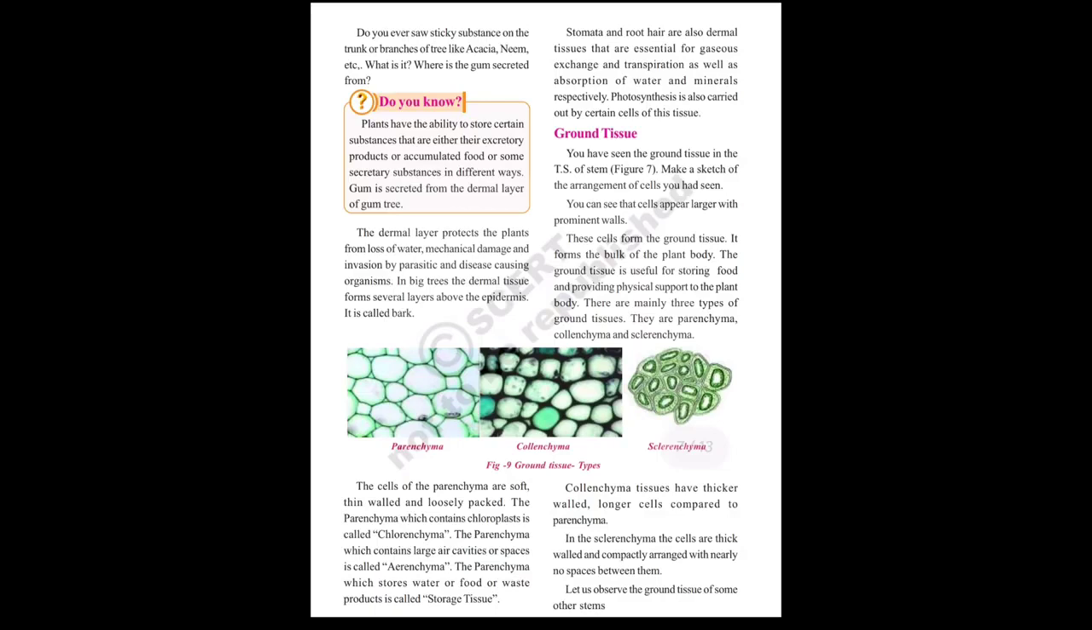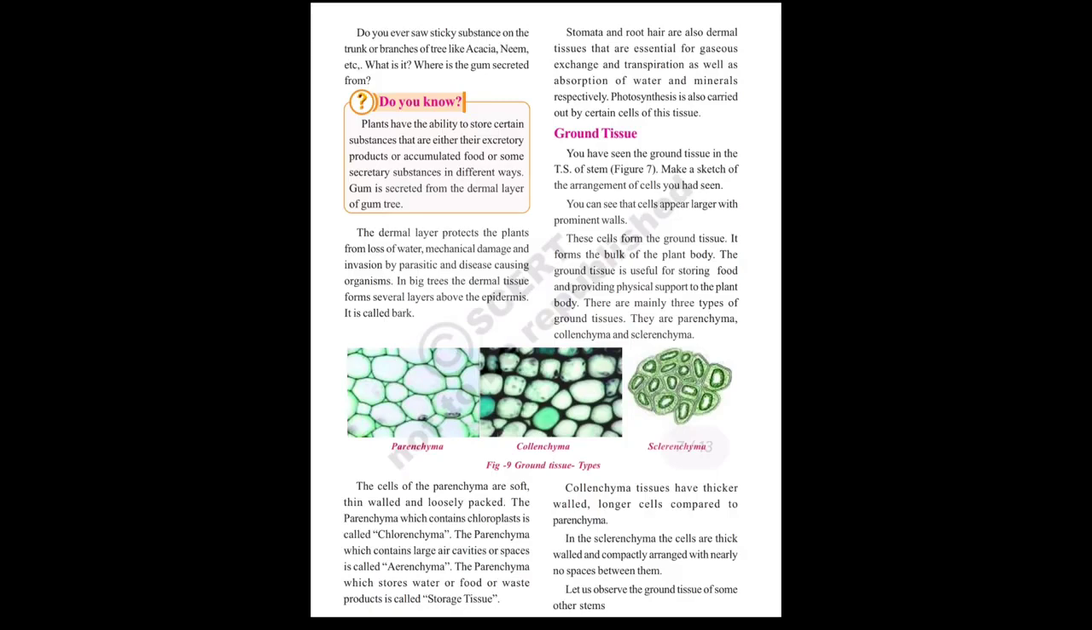Yes or no? They are useful in the storage of food and also provide some kind of physical support to the plant body. Generally, the ground tissue is of three types. One is parenchyma, second is collenchyma, and the third is sclerenchyma. We will discuss them one by one.